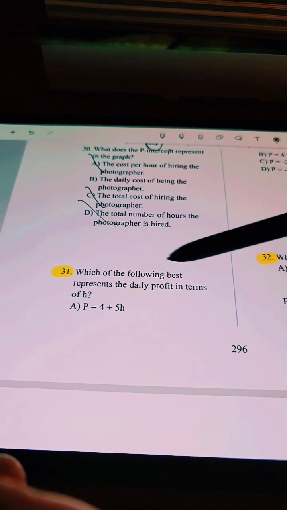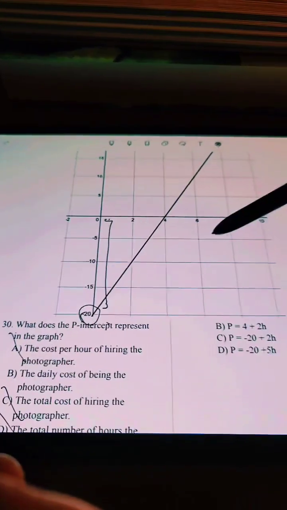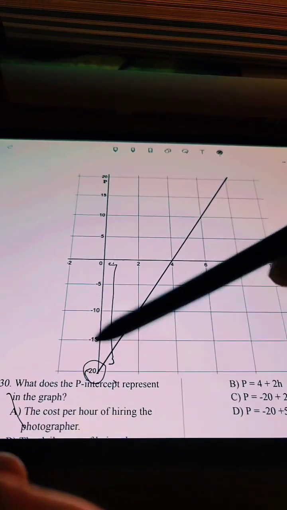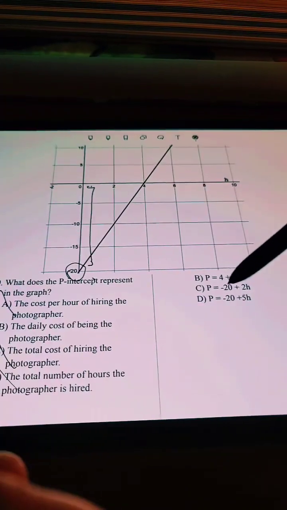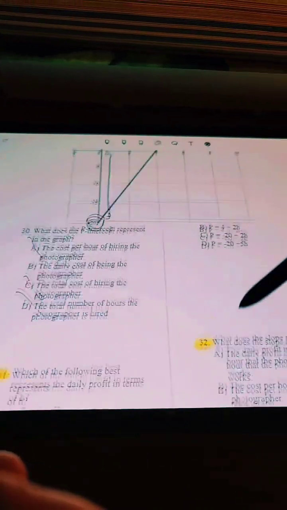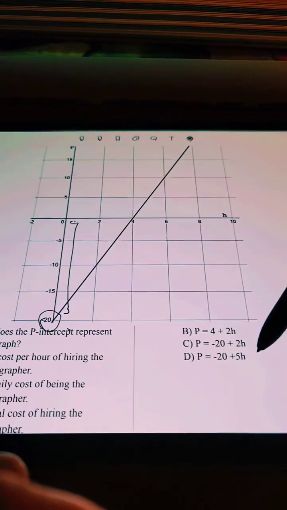Which of the following best represents the daily profit in terms of H? So basically, what's the equation for this? So let's see right away, the intercept is going to be -20, so we're going to have a -20, so it has to be C or D, because A and B don't have that as the intercept, so it's either C or D.